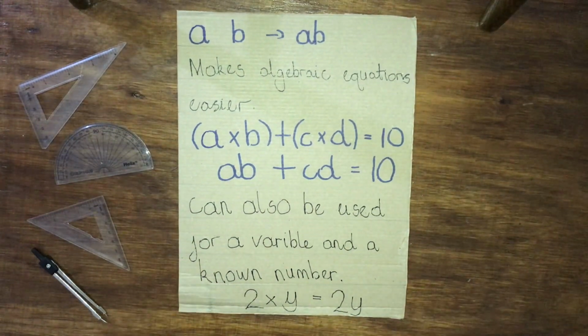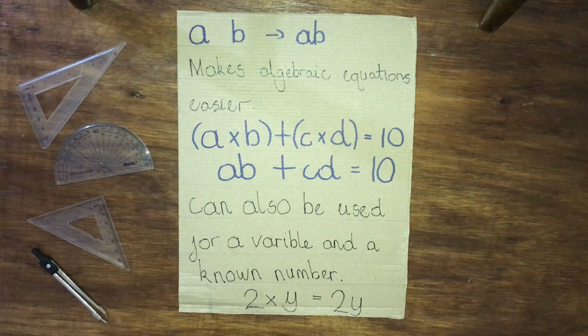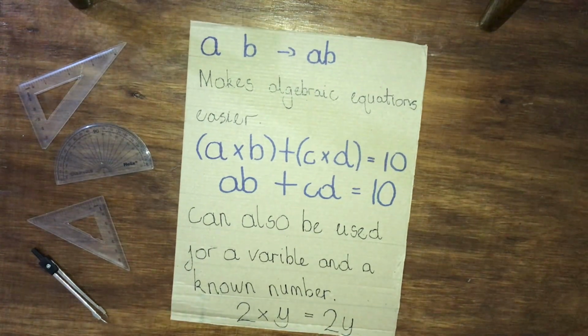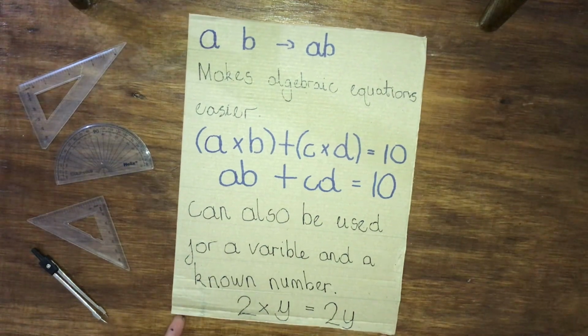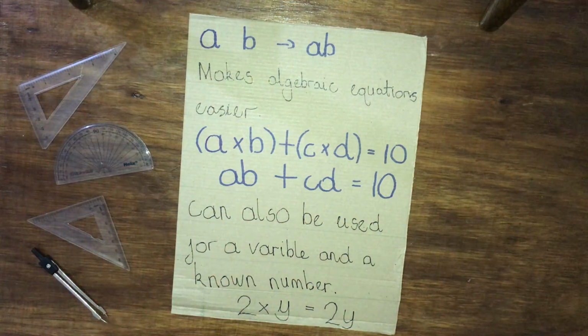Take for instance here, A, B, with no operation in between them. Now, what we can do here is we automatically assume that they are indeed multiplying each other, and we bring the A and B together. This is a very useful technique in mathematics as it makes everything look much easier and smoother and just cleaner on the eye, avoiding messy work.